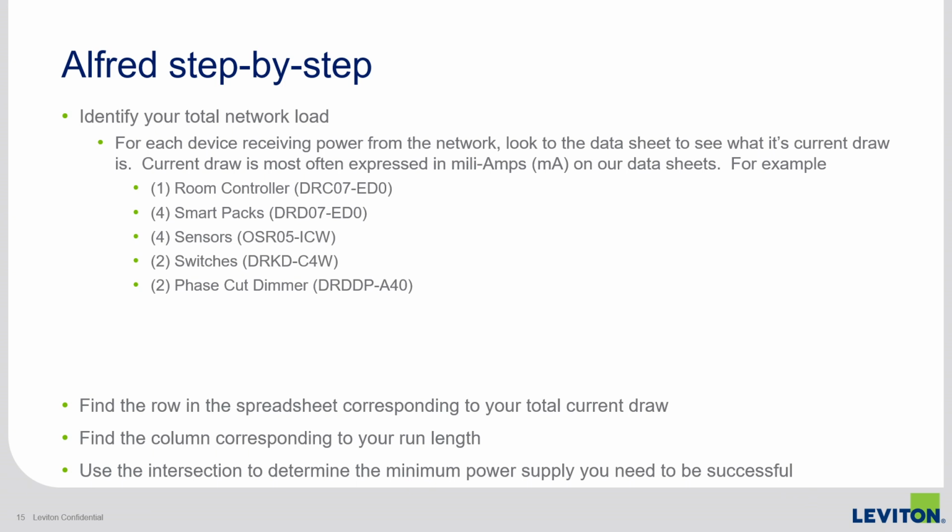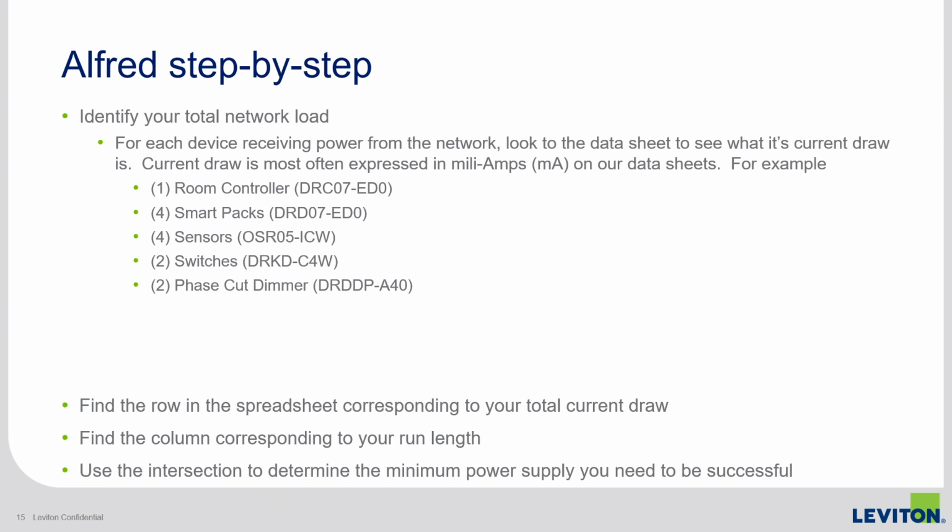So first, total network load. So I'm looking at a system today, and our example system we're going to use for this discussion is a room controller, a DRC07, 4 smart packs, 4 sensors, 2 switches, and a phase cut dimmer. Okay, now on this network, I have a supply, so my DRC07 also is a power supply to the network. My smart packs provide their own power, so they don't consume or provide power.